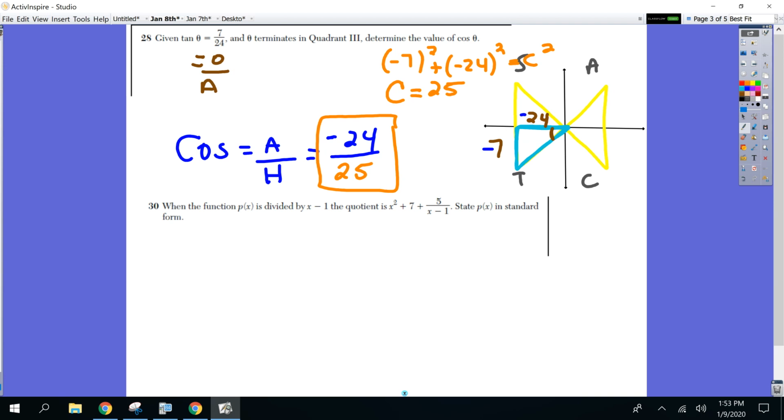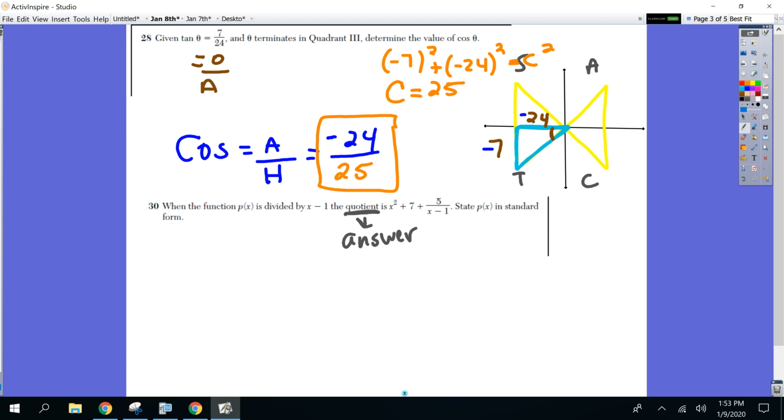When I divide some p of x by x minus 1, the first thing I've got to talk about is the word quotient. We know what that word means. When you divide, it's your answer. So basically it's saying when you divide something by x minus 1, here's the answer. What's that something? That's what it's asking for. So what did you divide by x minus 1 to get that?